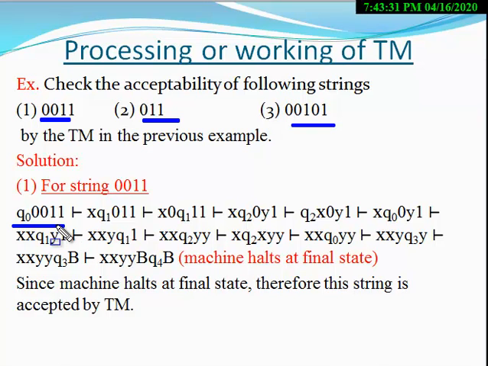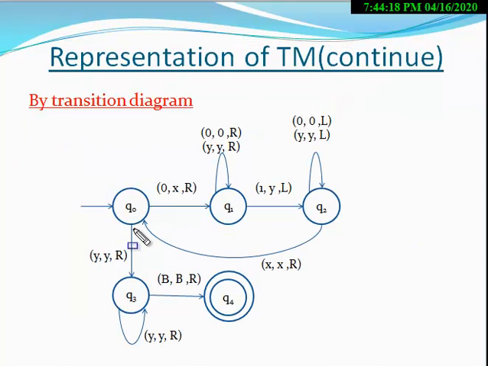Now you have to find which transition rule will be applied here. How can you identify? Look here, find the state. Here the state is Q0, and the input symbol is 0. State is Q0 and input symbol is 0. So now you have to check which transition rule will be applied. Here you have to check Q0, 0. So look here, Q0, 0.